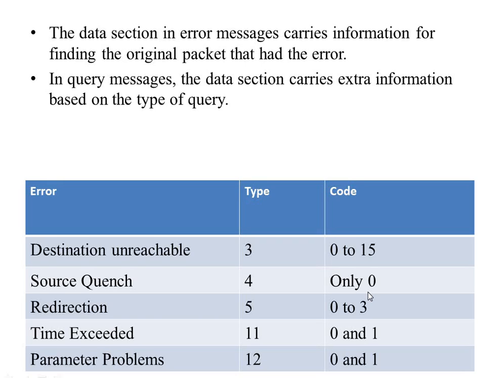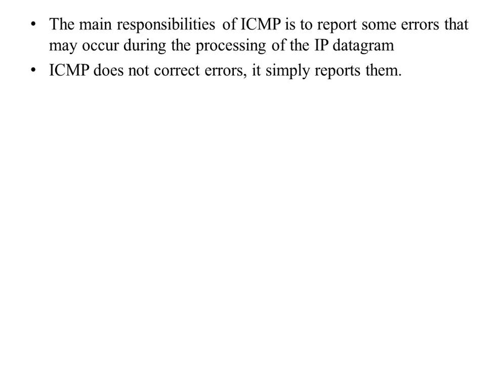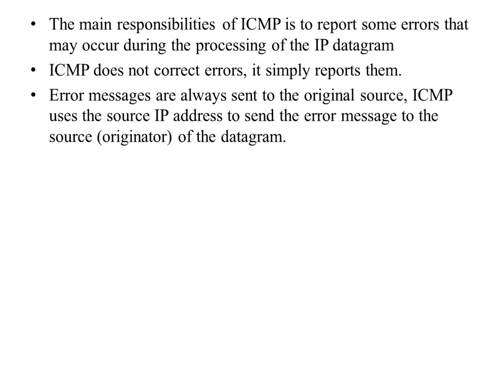Let us try to understand what all these parameters mean. So what is the main responsibility of ICMP? ICMP is basically responsible for reporting errors that may occur during the processing of an IP datagram. ICMP does not correct the errors, it simply reports them. Error messages are always sent to the original source. As I discussed earlier, ICMP uses the source IP address from the address which we have already shared with that IP datagram.